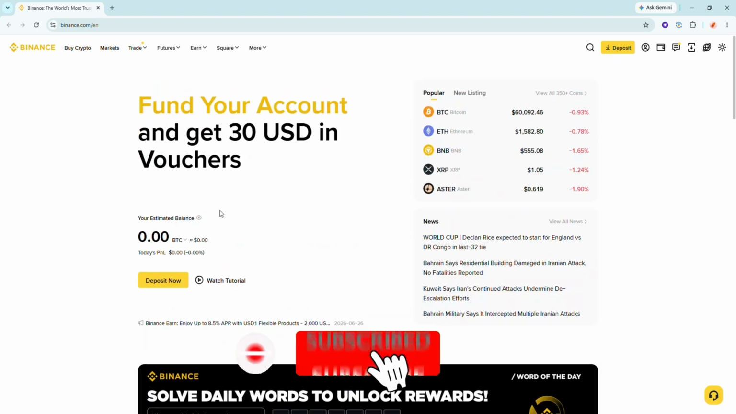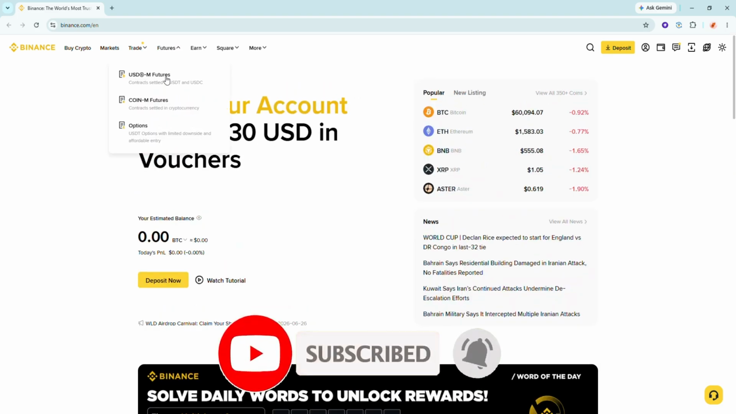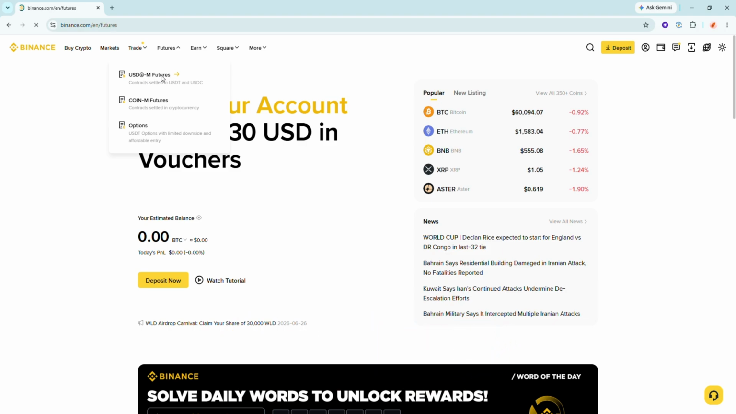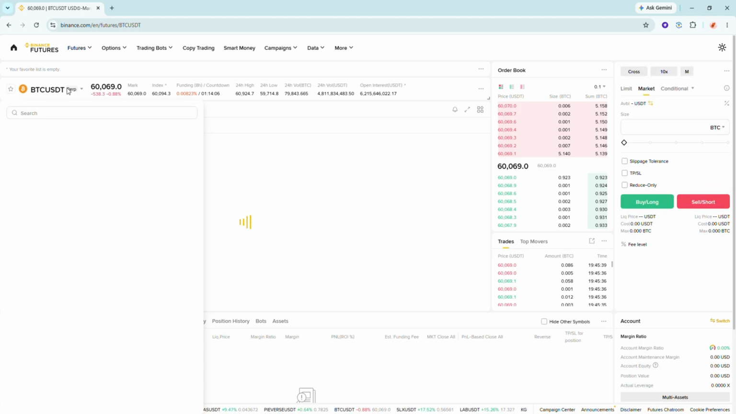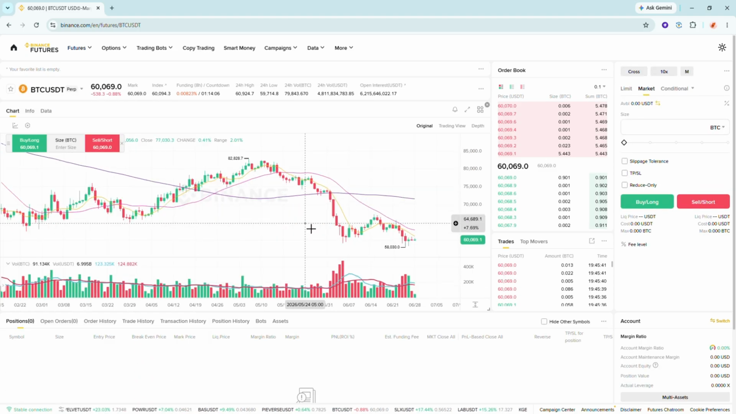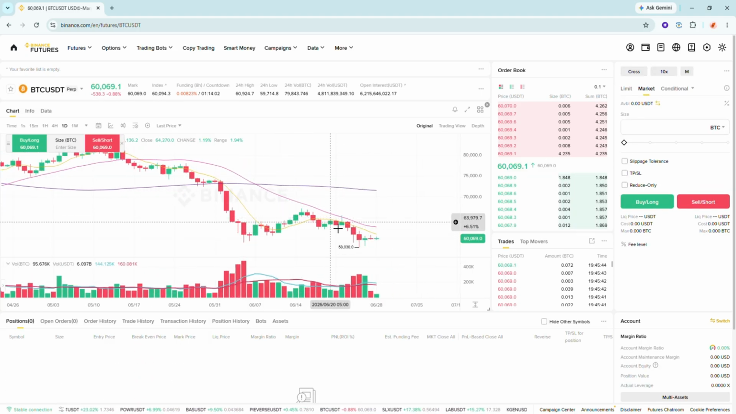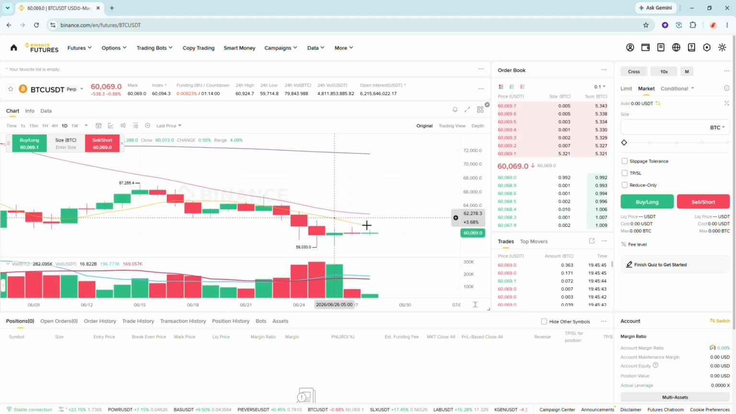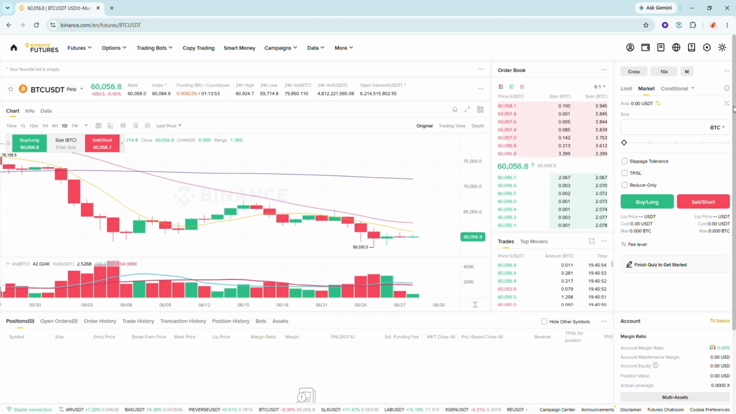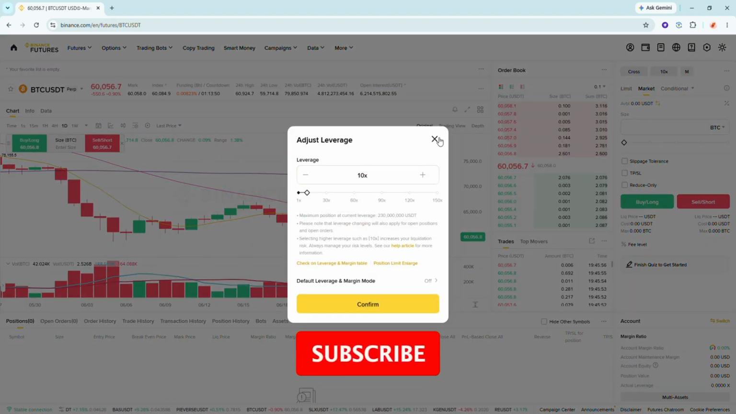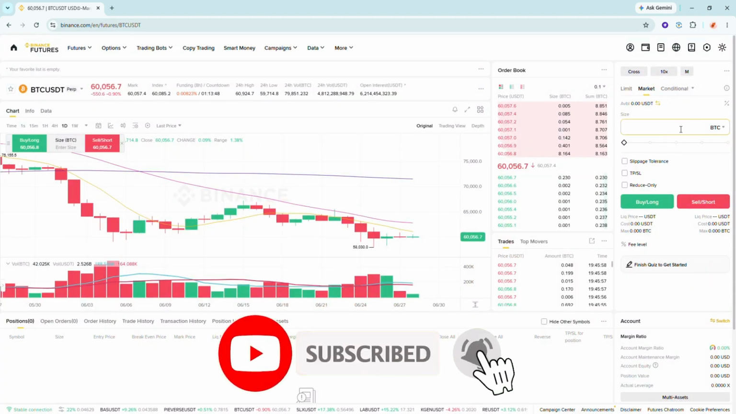Open the Binance app, go to the futures section and select the USD-M futures market. Choose the trading pair you want, such as ETH or BTC, and analyze the chart before entering a trade. Decide whether you want to go long if you expect the price to rise, or short if you think the price will fall. Next, select your margin type, set a low leverage if you're a beginner, transfer funds to your futures wallet, and enter the amount you want to trade.